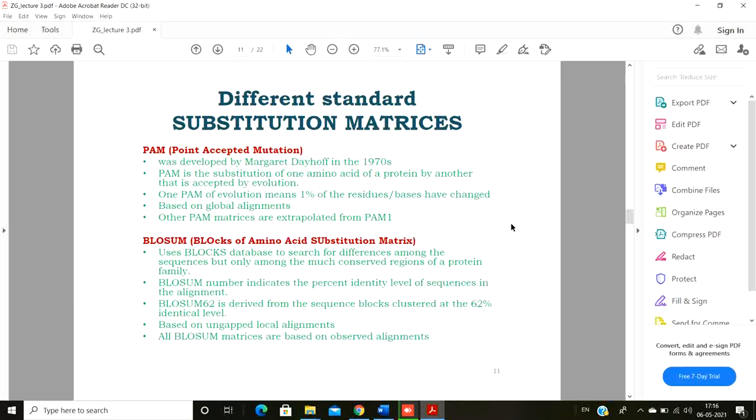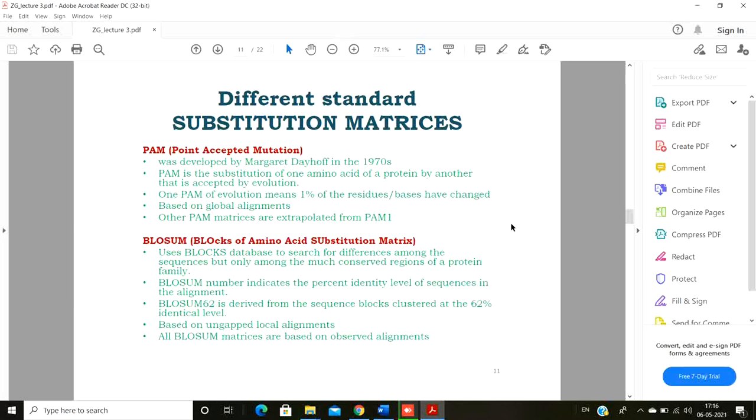To estimate the target frequencies, a pair of very closely related sequences are used to collect the mutation frequencies corresponding to 1 PAM, followed by extrapolation of this data to a distance of 250 PAMs. These matrices are often used both for aligning sequences and for conducting homology searches. Suppose you have alanine. If alanine is substituted by alanine, it will obviously have a 0 score.